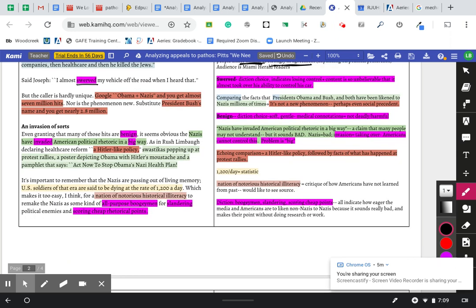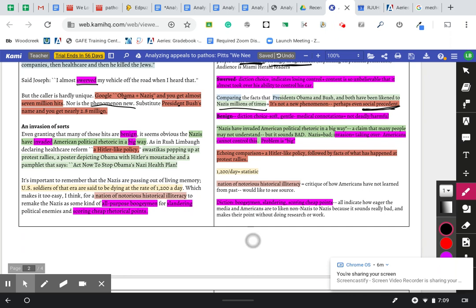This caller is hardly unique. If you Google Obama and Nazis, you get 7 million hits. It's not a new phenomenon. President Bush and Nazi, and you get 2.8 million. So it's saying maybe it's a social precedent. Historically, people relate presidents to Nazis many times, millions of times. And this is not a new thing.